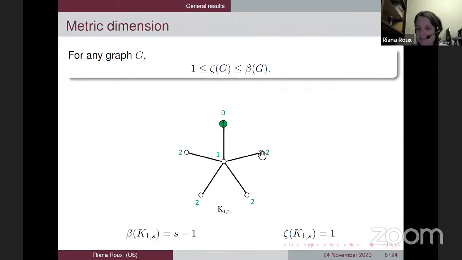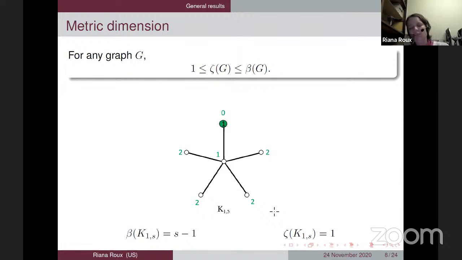Then for the next step, I'm just going to probe the next leaf. If the robber's there, I win. If it moves to the middle, I win. So then it's going to be on the remaining leaves. In this way, I just chop off leaves until I have 1 left and I have located the robber. So the localization number is 1, but the metric dimension is s-1. So we can have an arbitrarily large difference between these 2 parameters.